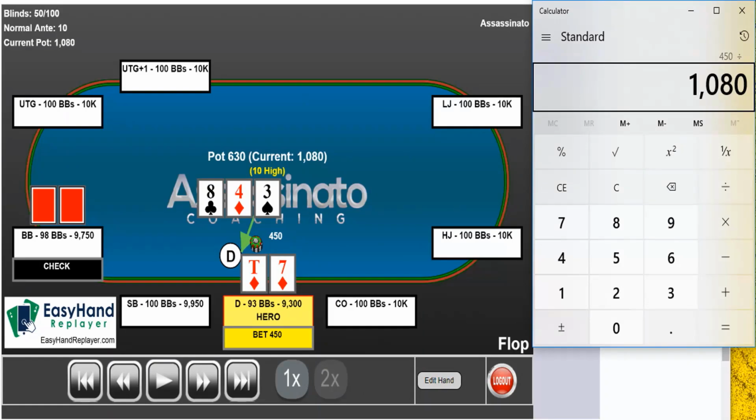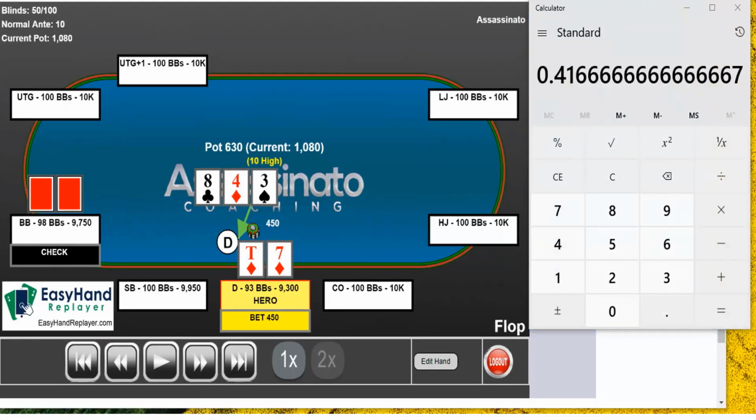Well, you do 450, the amount you're risking, divided by the pot you're going to get back when he folds. Because that 450 doesn't go off into the ether. It comes back to you if you're right and he folds. So you do 450 divided by 1080 here. And you're going to find that your bet as a complete bluff needs to work 41.6 repeating percent of the time. And if anybody is a little puzzled why it's an uneven number there, remember the ante is 10 here.